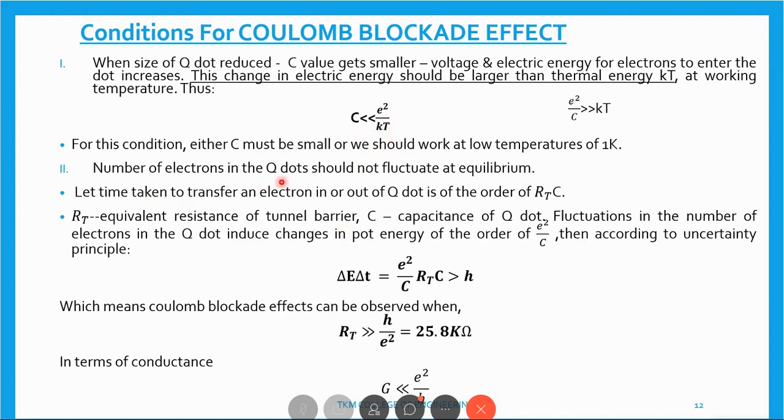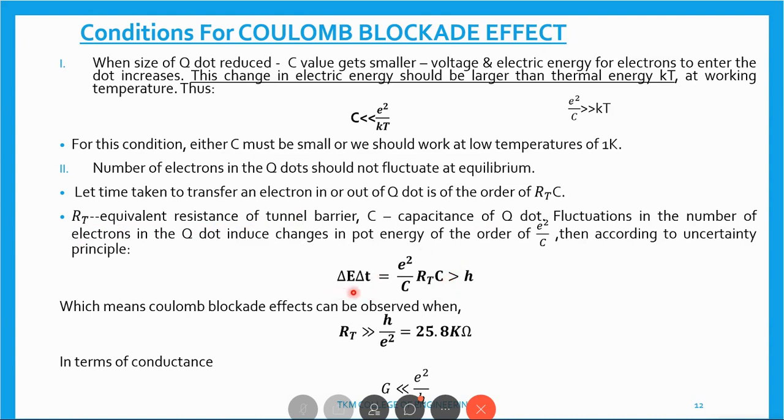And the next condition is that the number of electrons in the quantum dot should not fluctuate at equilibrium. To understand this, let the time taken to transfer an electron in and out of the quantum dot be R_T C, where R_T is the equivalent resistance of the tunnel barrier and C is the capacitance of the quantum dot. Fluctuations in the number of electrons in the quantum dot induce changes in potential energy of the order of e square by C. According to Heisenberg's uncertainty principle, delta E into delta T will be equal to e square by C, which is the change in potential energy, multiplied by R_T C, where R_T is the equivalent resistance of the barrier and C is the capacitance of the quantum dot.